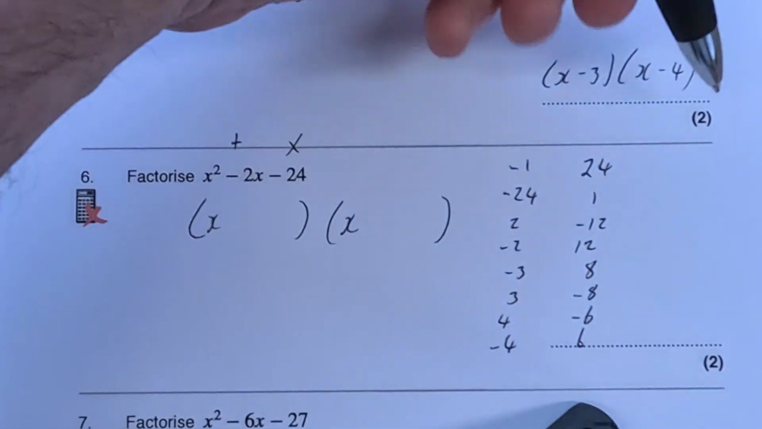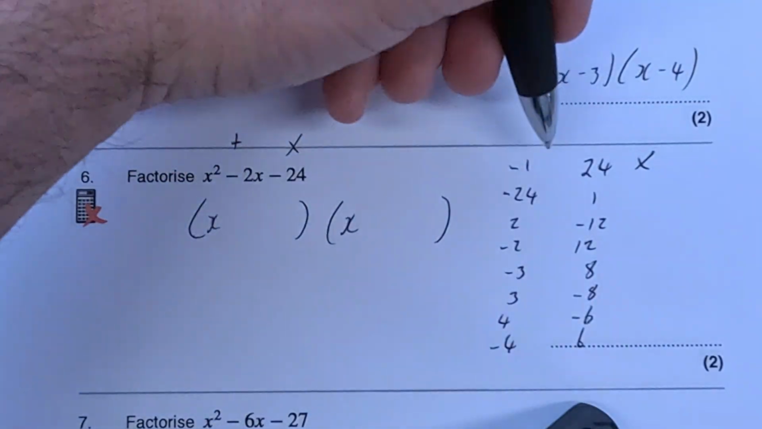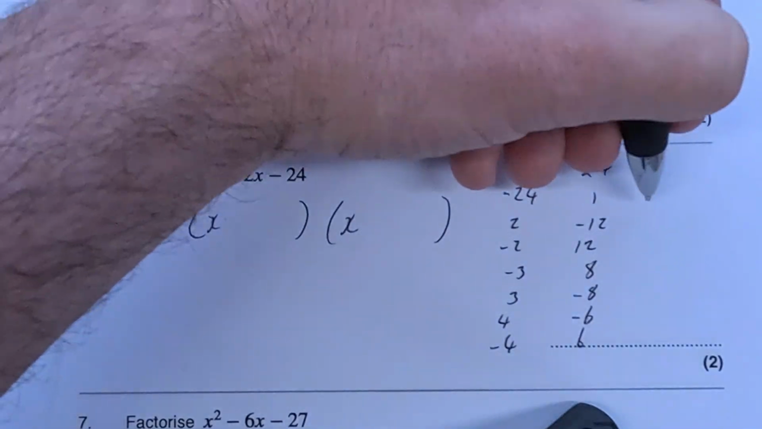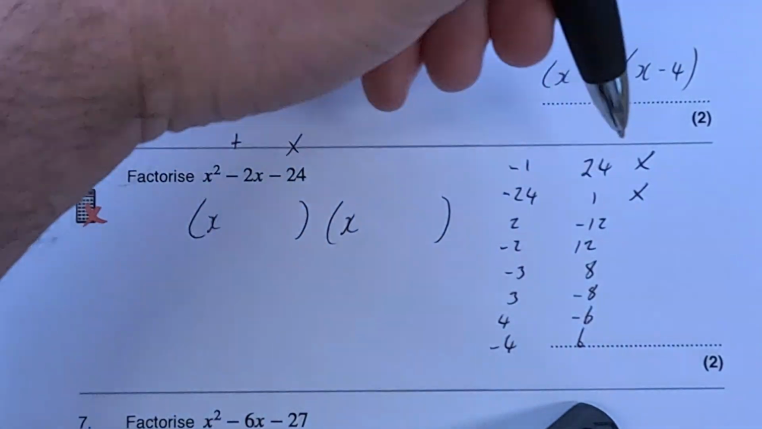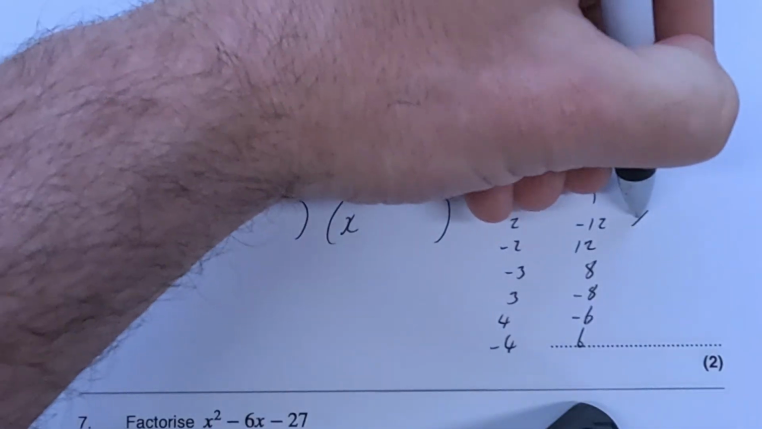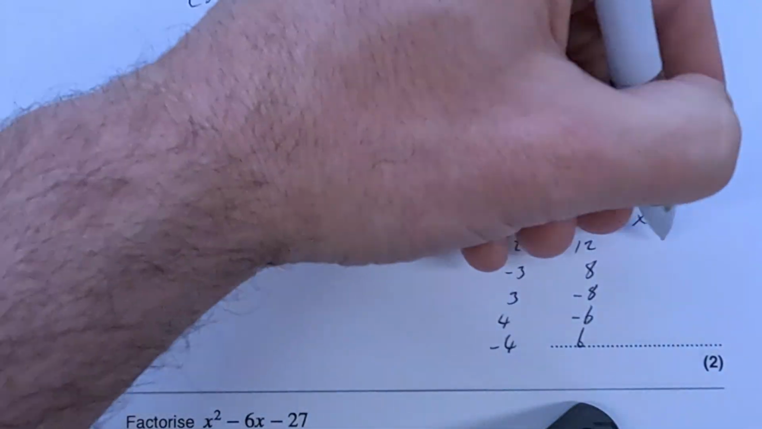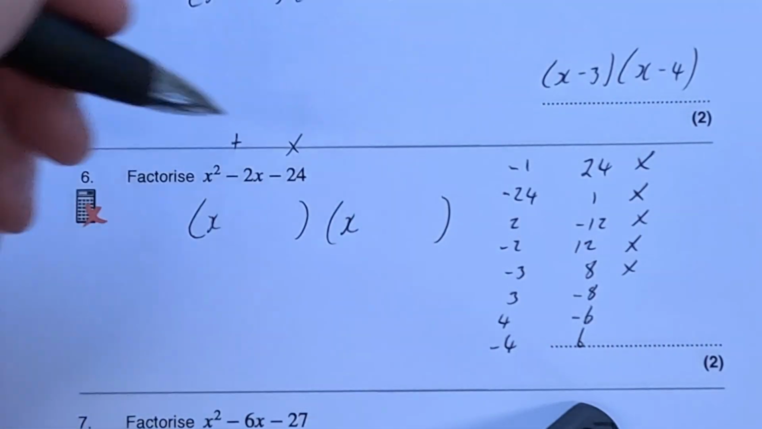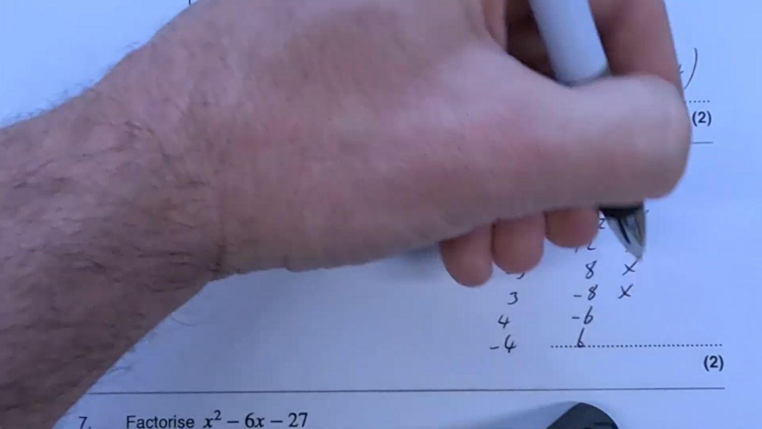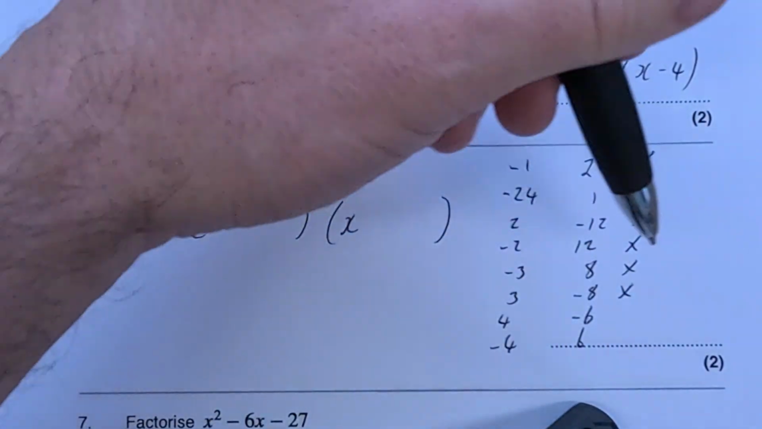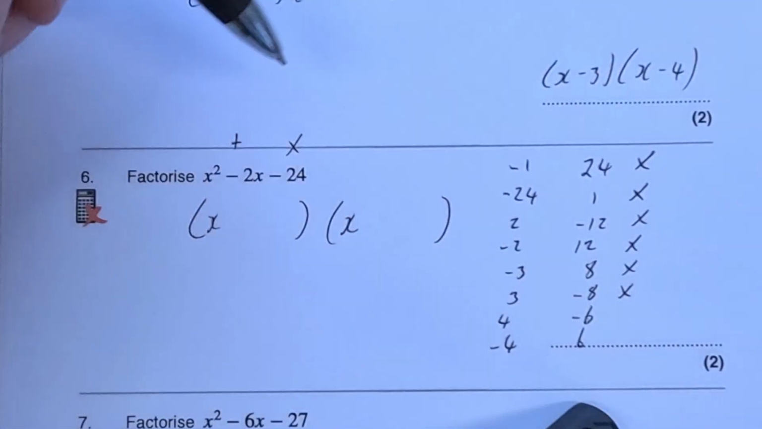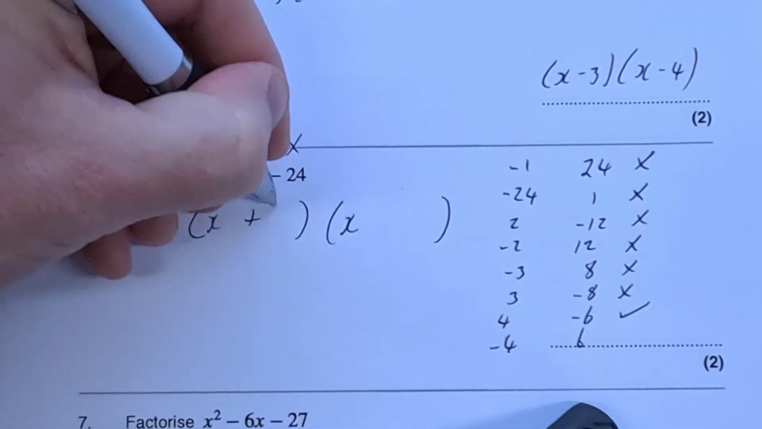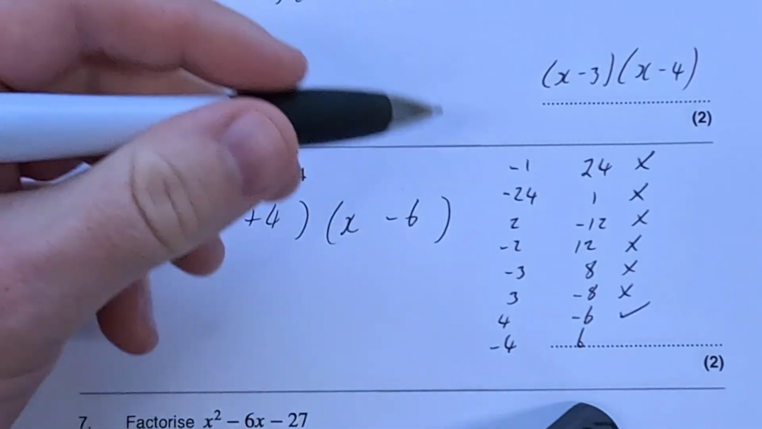So minus 1 plus 24 is 23, so it's not that option. Minus 24 plus 1 is minus 23, so it's not that option. Minus 12 plus 2 would be minus 10, so it's not that option. Minus 2 plus 12 is 10, so it's not that option. Minus 3 plus 8 is equal to 5, so it's not that option. Minus 8 plus 3 is minus 5, so it's not that option. So it's going to be one of these options here, I believe. Minus 6 plus 4 is minus 2, and that's what we're looking for. So that's it, so minus 6 and 4, or 4 and minus 6. So plus 4 and minus 6. And that's it, we've factorised it.